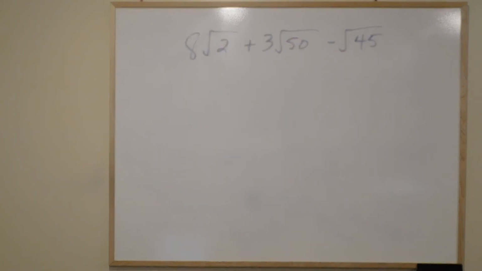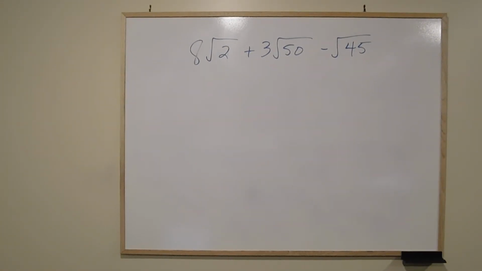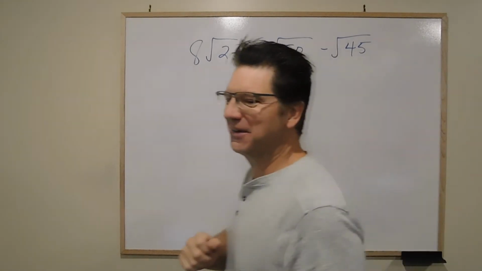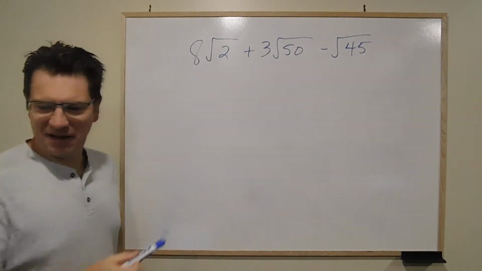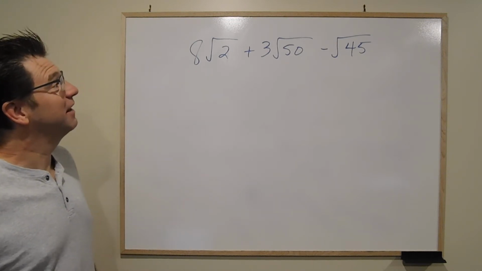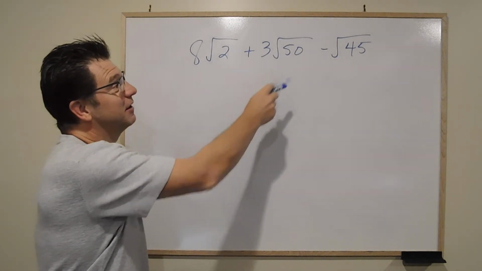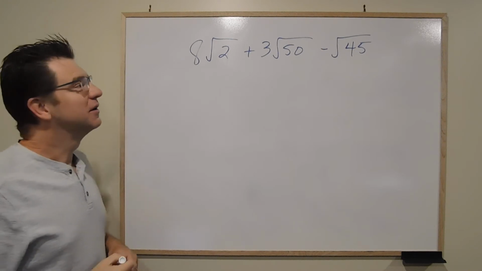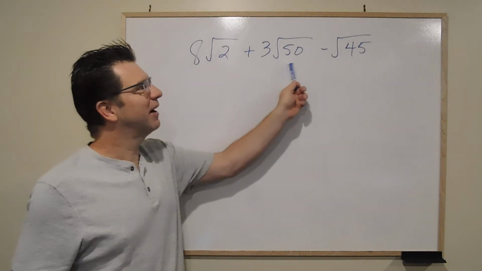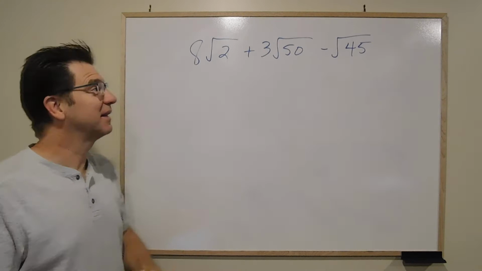Okay, if you're watching this video, it's because these radical things with addition and subtraction are driving you nuts a little bit. So let's see if we can figure them out here. We'll look at A and we'll look at B. A is 8 root 2 plus 3 root 50 minus the square root of 45. So it requires us to simplify these two radicals before we can do anything else.